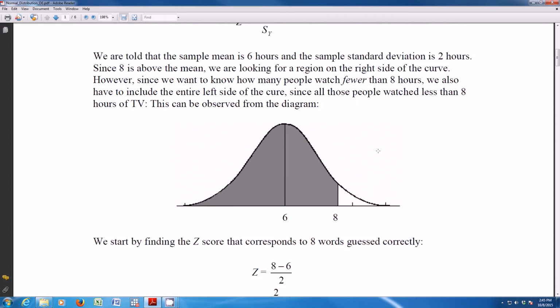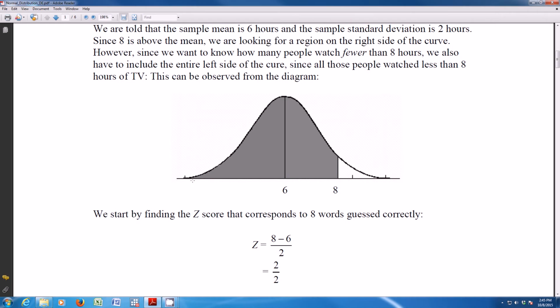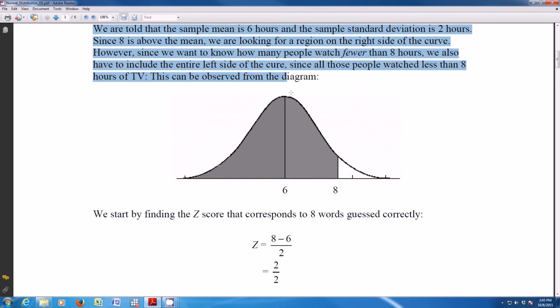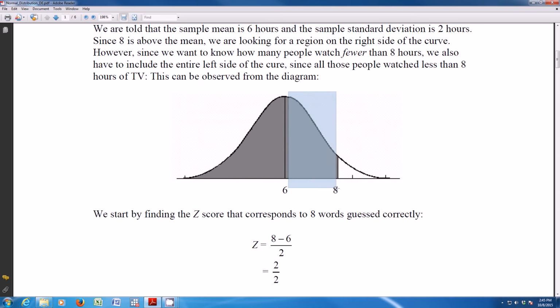And so what we're going to do is start with a diagram. Our diagram shows the distribution of the correctly guessed words. If we're interested in the number of people who guessed 8 or fewer words correctly, our diagram is going to look like this. We know that 6 is the mean, so 6 is in the middle of our distribution. 8 is above the mean. What we're interested in is the area between the mean and the z-score, between 8 and 6. But we're also interested in the area below 6, or the area corresponding to this area.